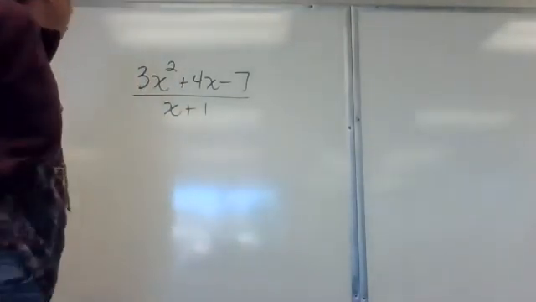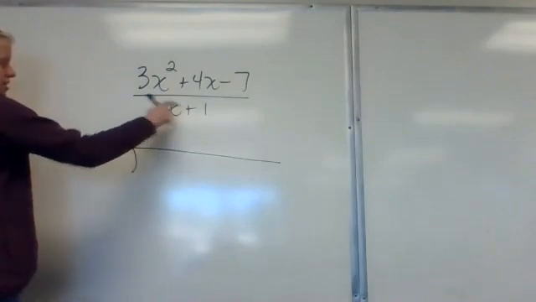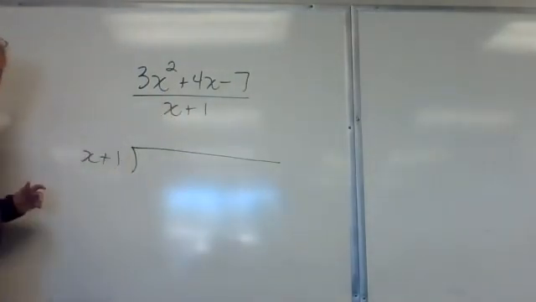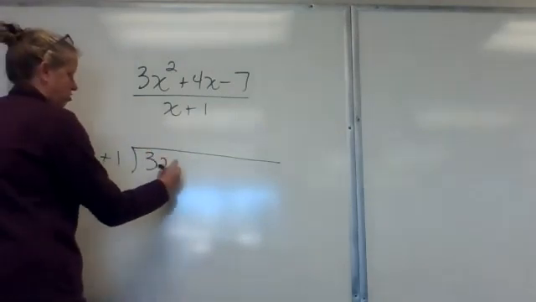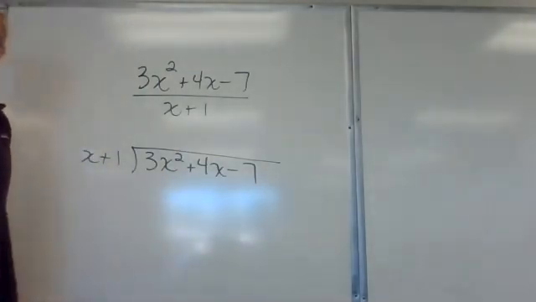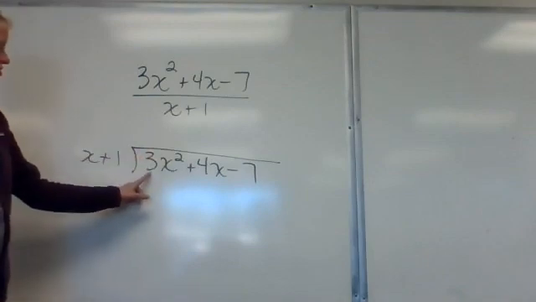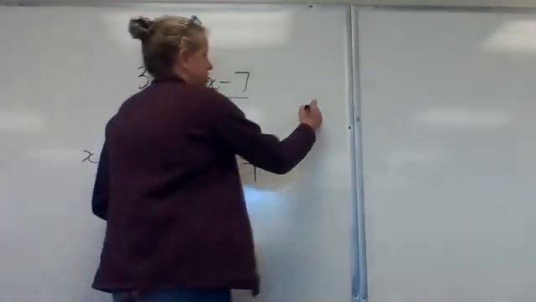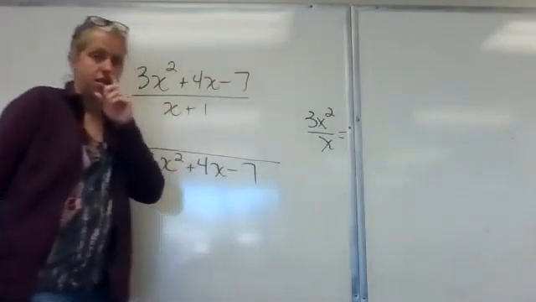Okay, so let's see, does this one work out? Let's see if I turn this into long division. Your denominator comes out here, so x plus 1. Your numerator is what comes under here. So 3x squared plus 4x minus 7. This first term goes over this first term. So 3x squared over x.